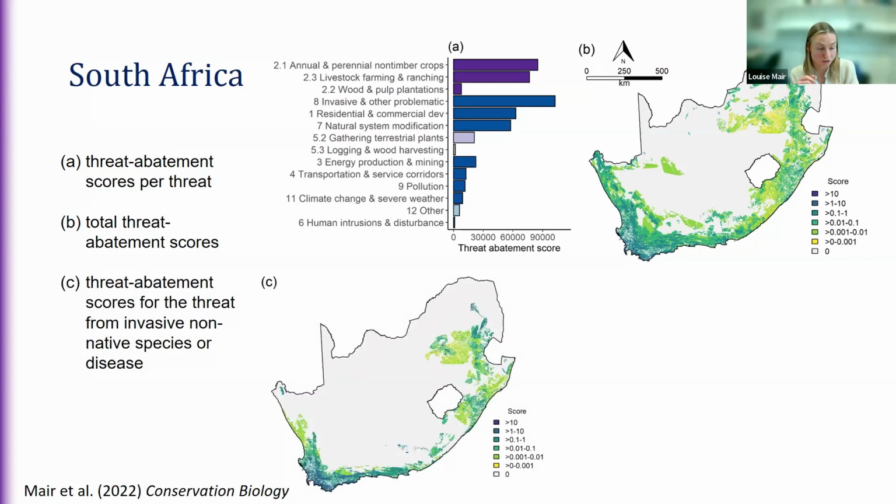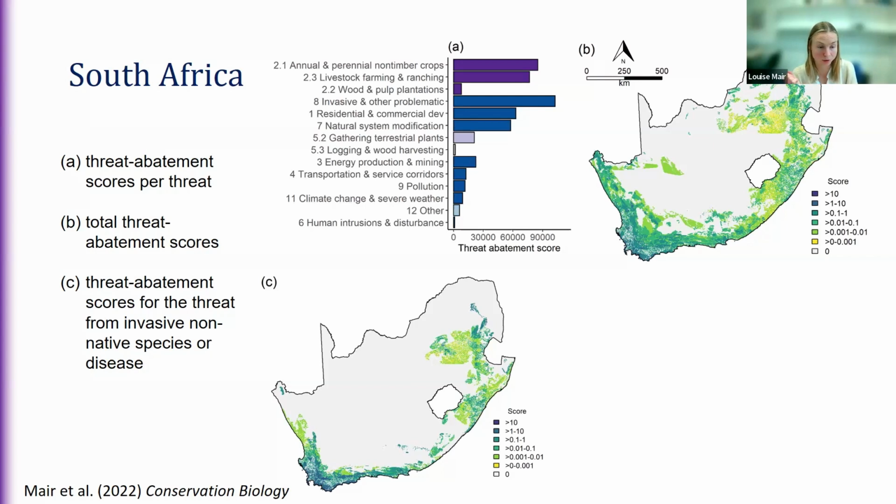What we were also able to do for South Africa was map the scores for the threat from invasive species specifically. And what's really nice here is that this map quite accurately reflects the distribution of the severity of invasive species impact. So they are a major problem down in the Cape region. That's where they're having the biggest negative impact. And that's really what we're seeing here on this map for this particular threat.